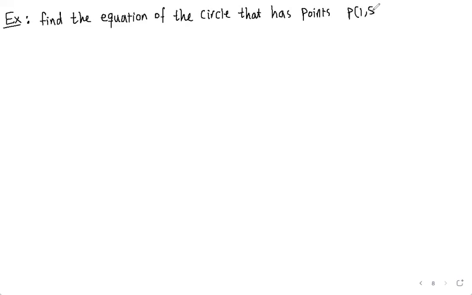Find the equation of the circle that has point P (1, 8) and Q (5, minus 6) as the endpoints of a diameter.